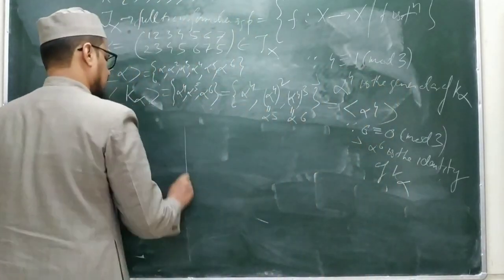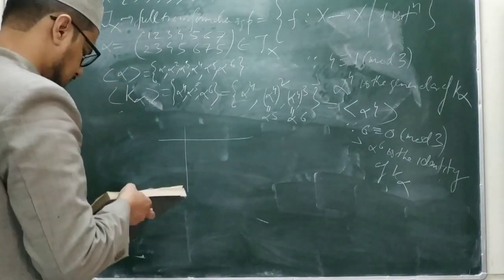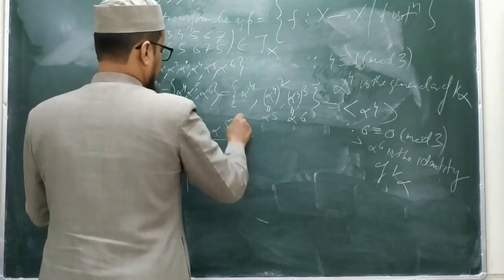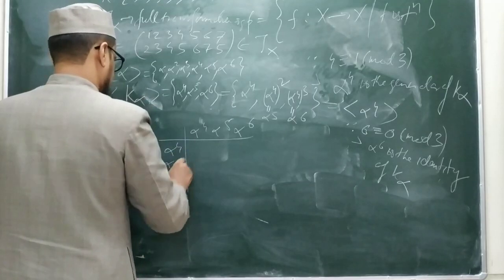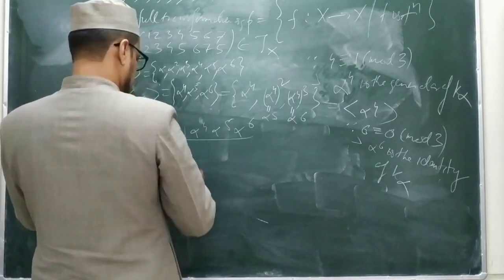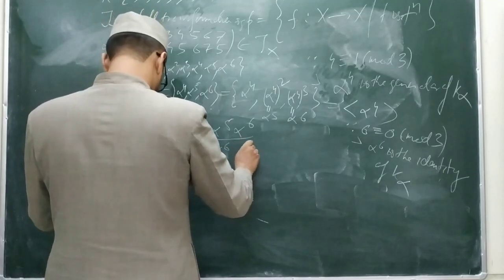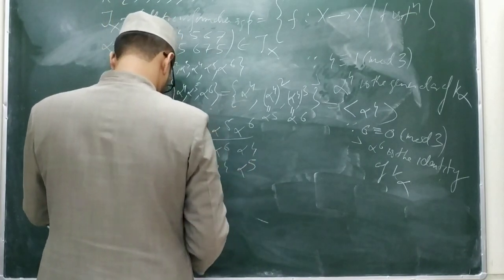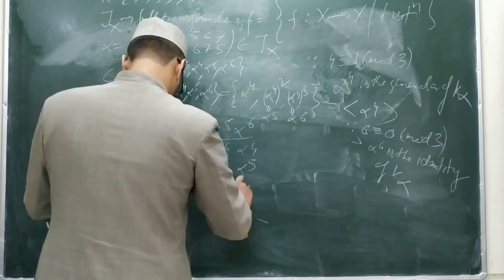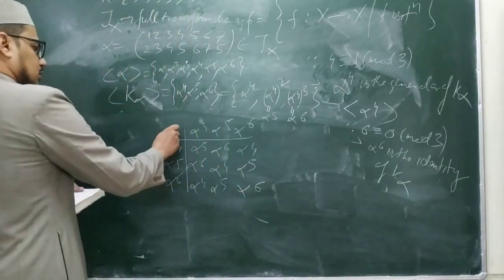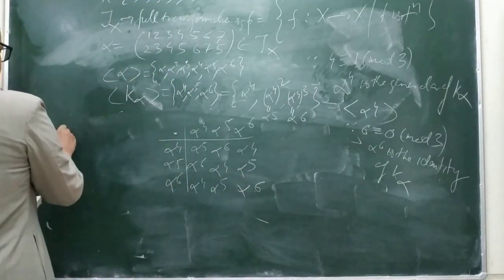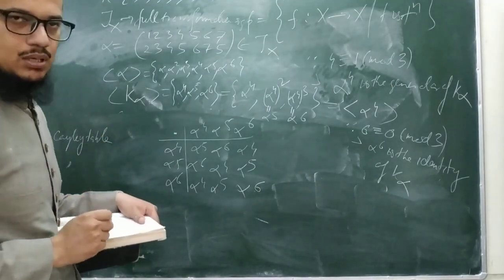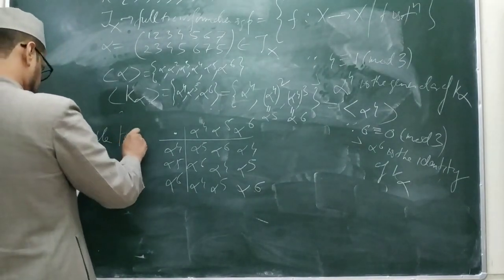So in this way we can find out the table of K alpha. Alpha to power 4, alpha to power 5, alpha to power 6, alpha to power 4, alpha to power 5, alpha to power 6. So it will be alpha to power 5, alpha to power 6, alpha to power 4, alpha to power 6, alpha to power 4, alpha to power 5, alpha to power 4, alpha to power 5, alpha to power 6. So this is the binary operation table, the Cayley table, for K alpha.